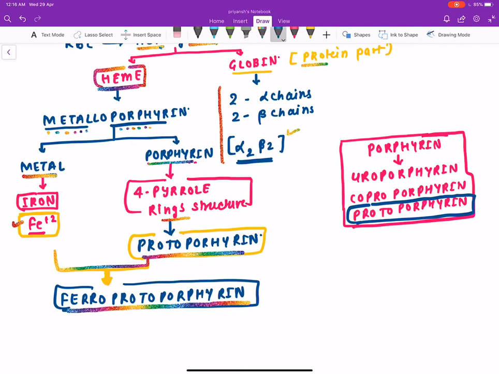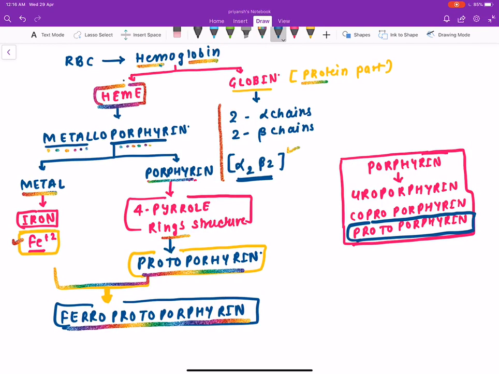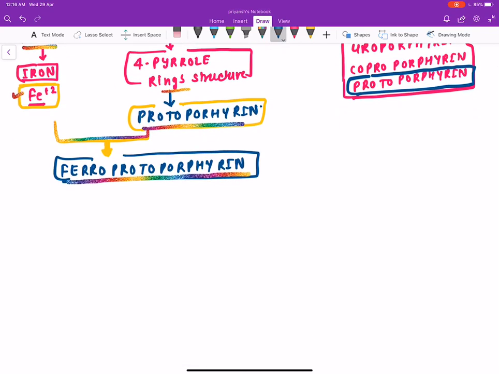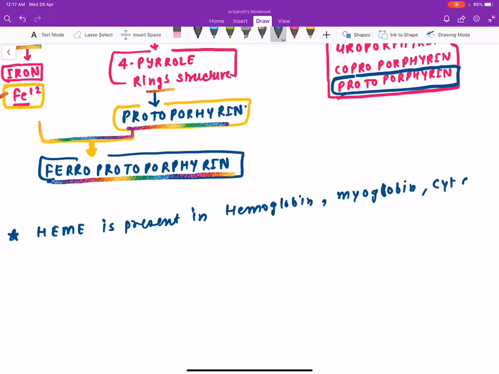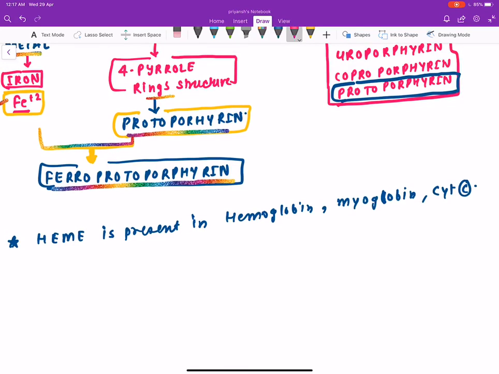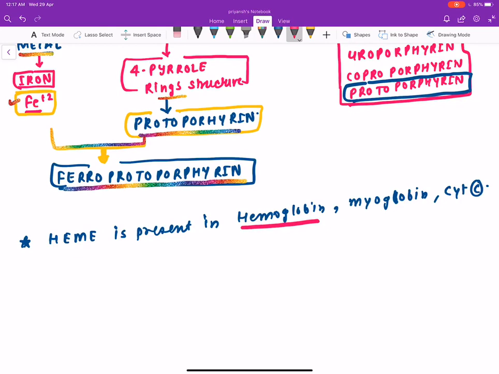Once we are clear with this fact, heme is present not just in hemoglobin, it is present in various other proteins. So I can say that heme is present in hemoglobin, myoglobin, cytochrome C. These are a few examples I have mentioned here, that heme is present not only in hemoglobin, it is also present in myoglobin and cytochrome C.